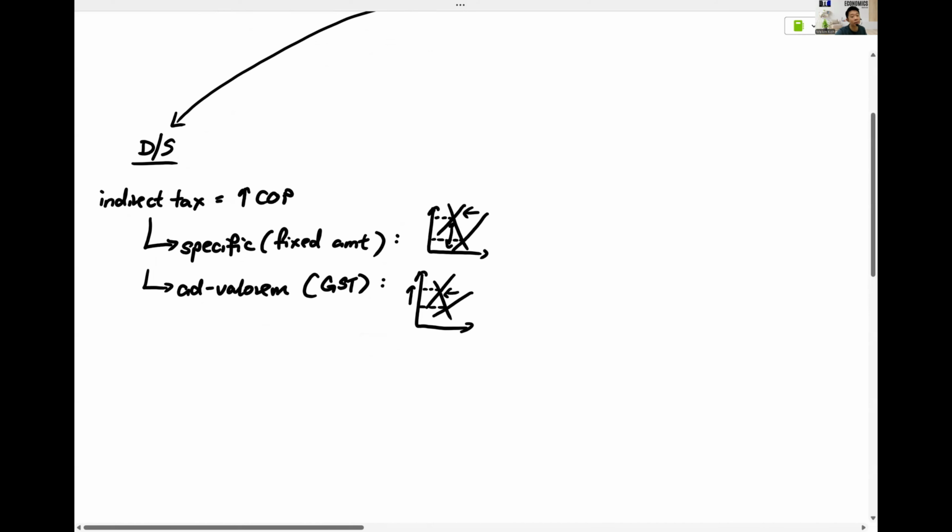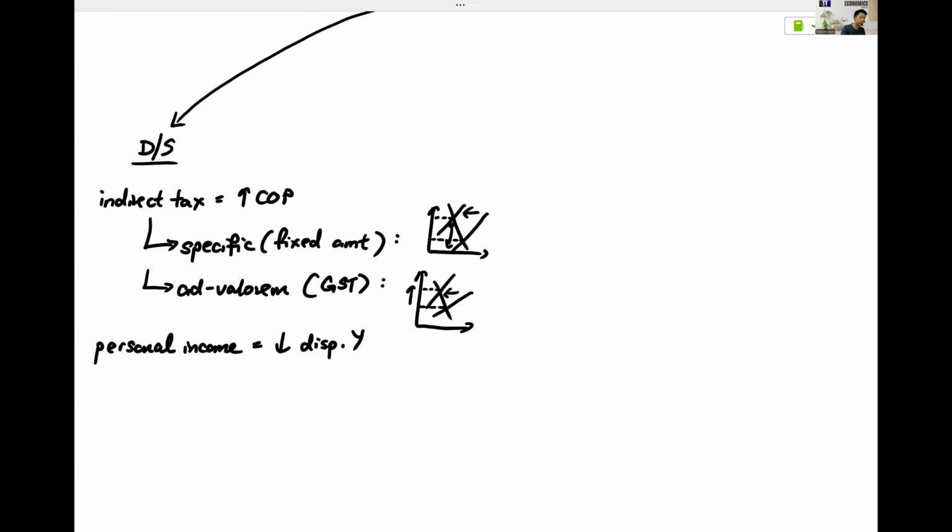We have direct taxes as well. Can anyone give me an example of a direct tax? Income tax, wonderful. Personal income tax is going to lower disposable income. So when it lowers disposable income, what happens to your demand? Shift left or shift right? Left. Anyone says right? Left is right. Right is right. Don't know is also right.